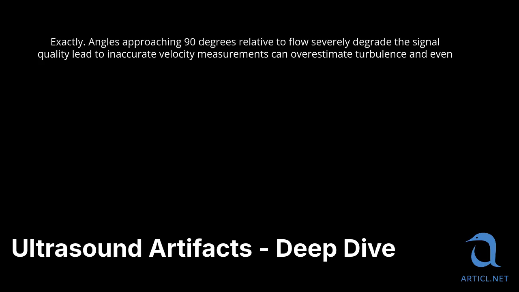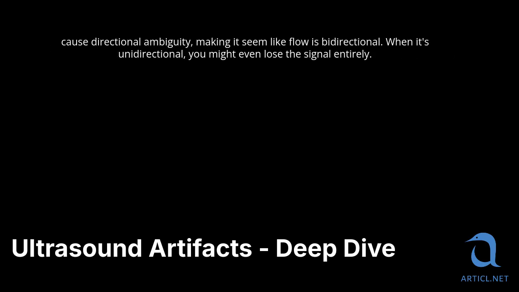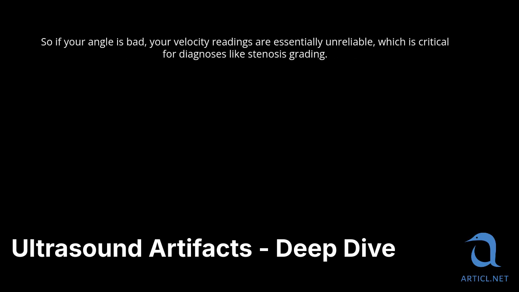Exactly. Angles approaching 90 degrees relative to flow severely degrade the signal quality, lead to inaccurate velocity measurements, underestimation, can overestimate turbulence, and even cause directional ambiguity, making it seem like flow is bidirectional when it's unidirectional. You might even lose the signal entirely. So if your angle is bad, your velocity readings are essentially unreliable, which is critical for diagnoses like stenosis grading.